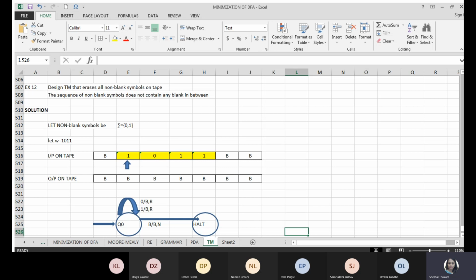Even if you are taking some other input symbols, say small a, small b, or ABC for that matter, the design will remain the same, only the input symbols will change. Here 0 and 1 are the input symbols. In case of ABC, you'll have A/B, R, B/B, R, C/B, R.